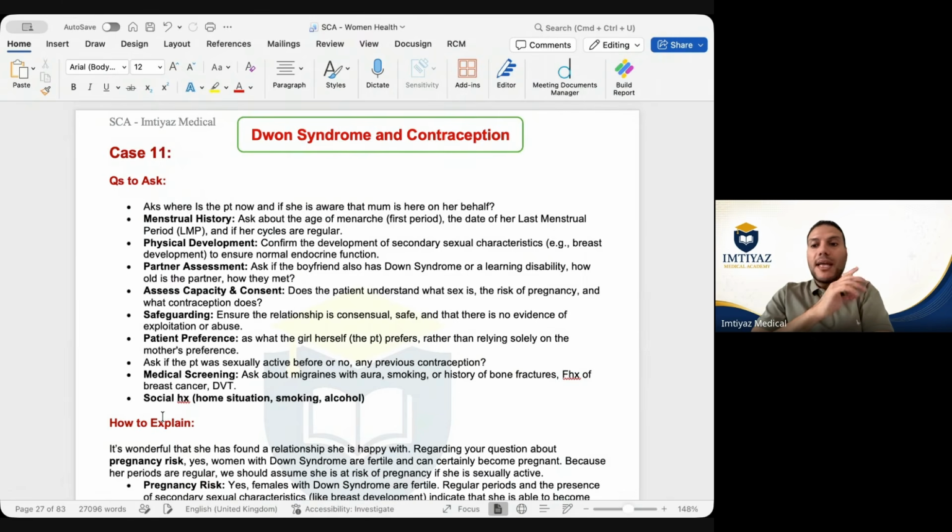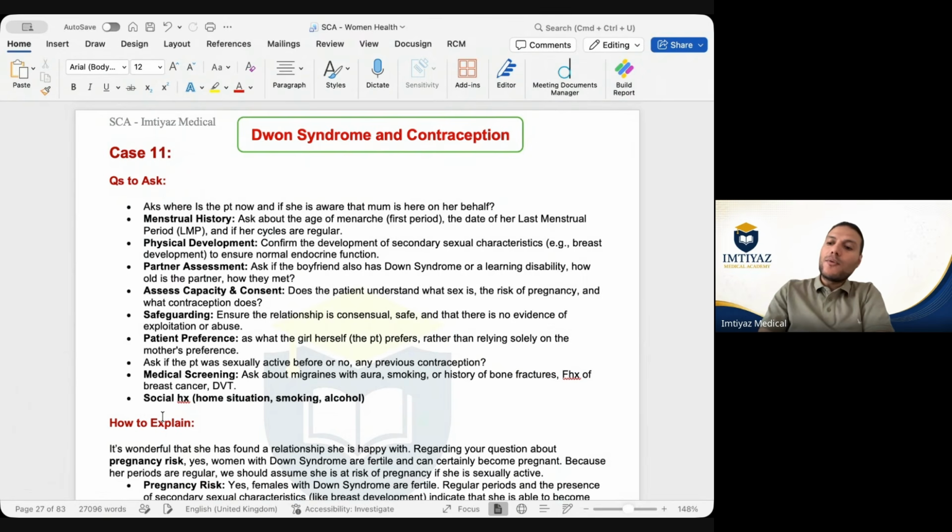Because if he doesn't have any mental disability, learning disability or Down syndrome, there's a high chance he will be in a position of superiority, so he can control the girl. And here's the question: is it safeguard or not? So I will complete the case scenario for you. Let's imagine a case scenario.